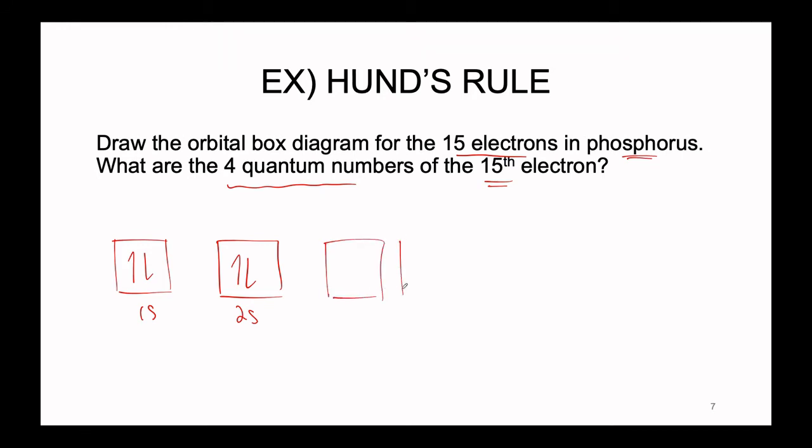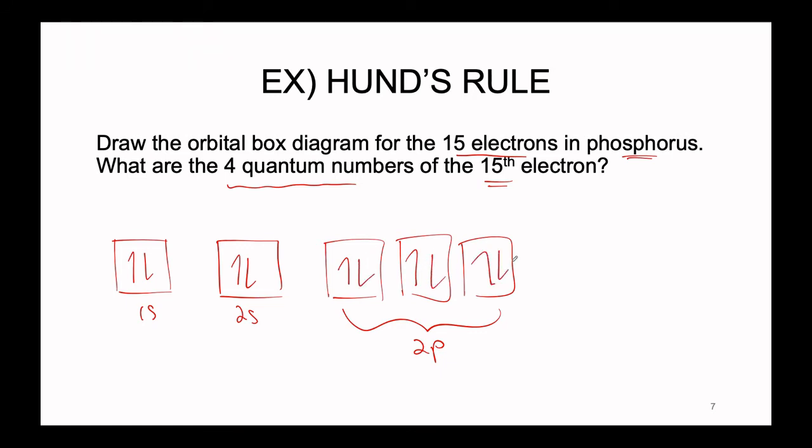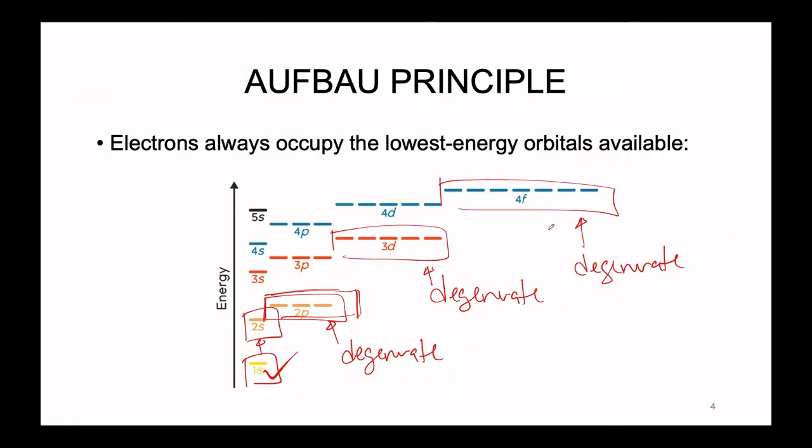Well, after the 2s, we get that 3-for-1 deal. We get all 3 of these 2p orbitals, and we're going to have to place 6 electrons in these orbitals. 1, 2, 3, spreading them out first, and then 4, 5, 6, so 2 electrons inside of each of these boxes.